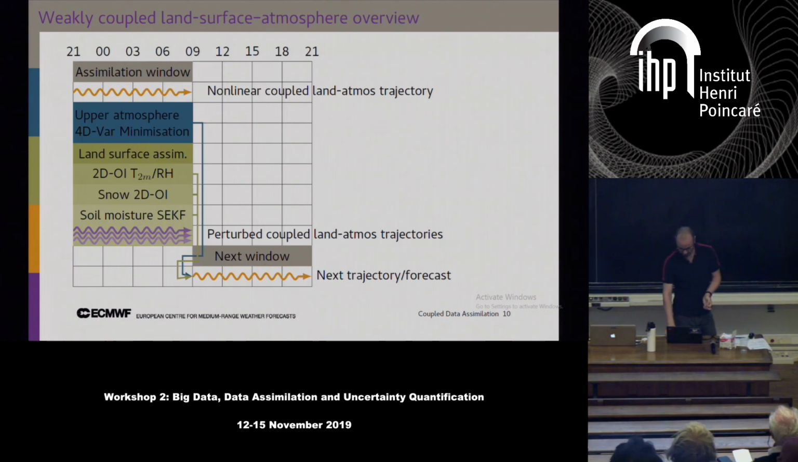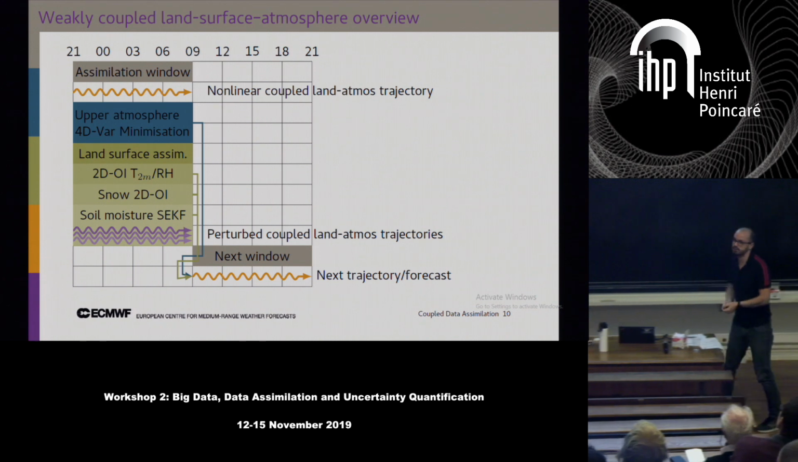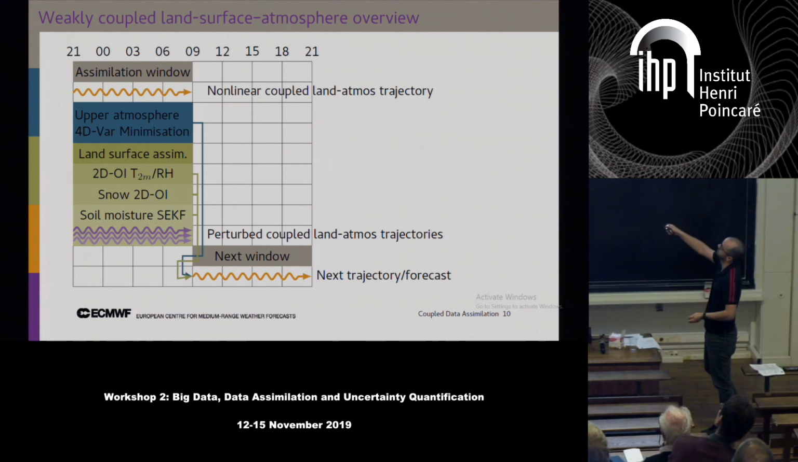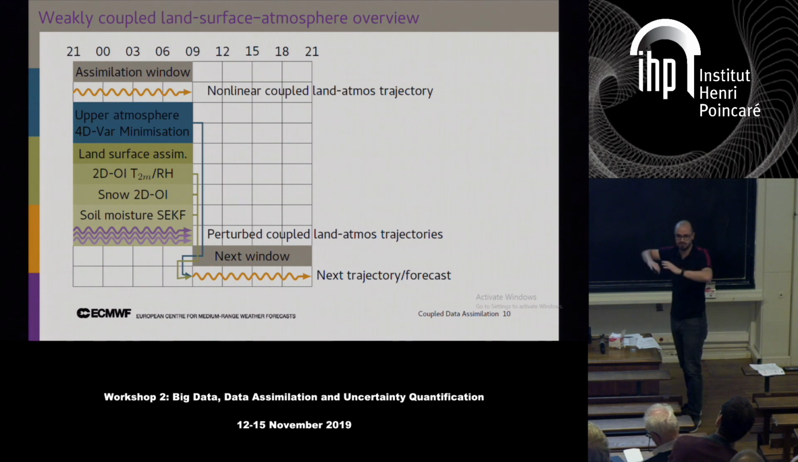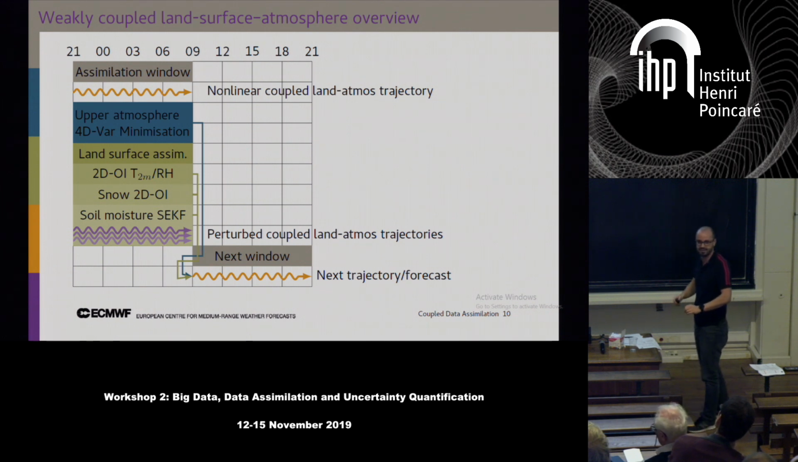So here's a schematic of what it looks like in our system. We have a 12-hour data assimilation window going from 9 o'clock at night to 9 o'clock in the morning. We start it by running a nonlinear coupled trajectory. Then once we've run this first trajectory, we go and do our 4D-Var in the atmosphere. I'll say no more about that.